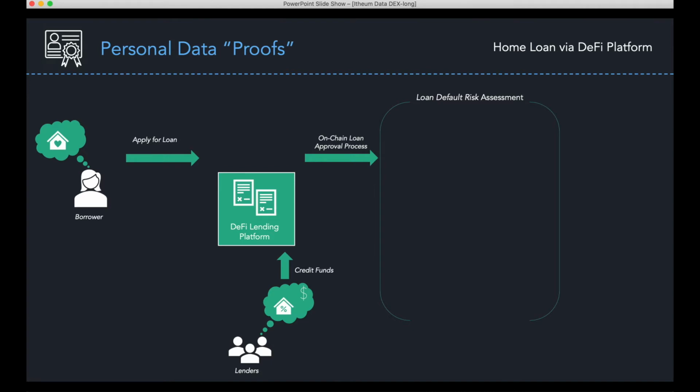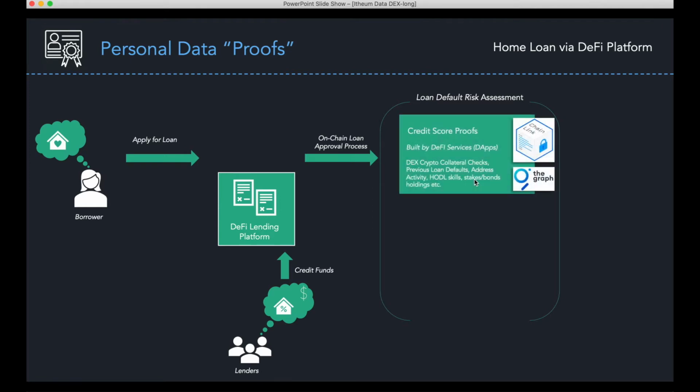So therefore, this DeFi lending platform has to do a more in-depth due diligence process to verify whether this person is going to default on their crypto home loan, or sorry, their decentralized home loan in this case, or decentralized-issued home loan. So the DeFi lending platform, which is something like a DAO in this case, does some on-chain loan approval process. And this is again to look at the loan default risk assessment of this user.